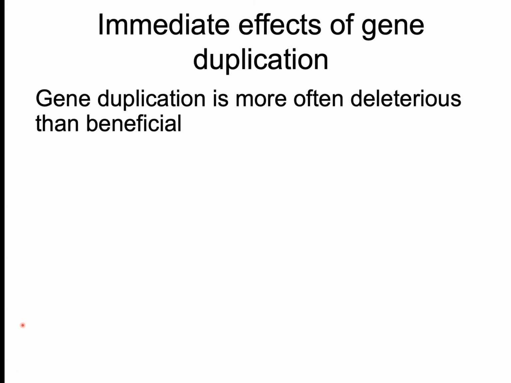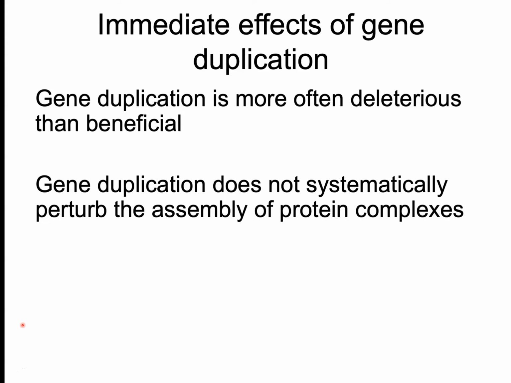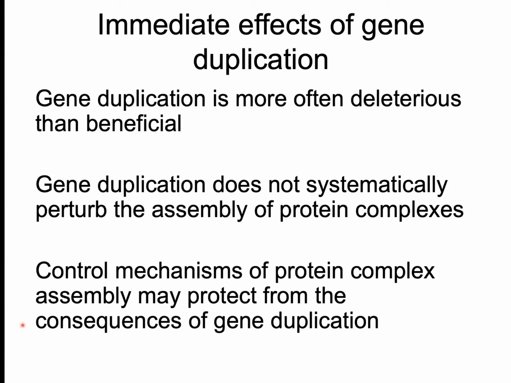In conclusion, what we found from these experiments is that gene duplication is more often deleterious than beneficial, which means that many genes have little chance to be maintained after duplication. But this doesn't seem to be particularly deleterious when it happens for genes coding for proteins that are part of protein complexes. Also, it is quite interesting to see that a mechanism that may be there to control protein complex assembly may at the same time protect from the consequences of gene duplication, such as the change in protein abundance.